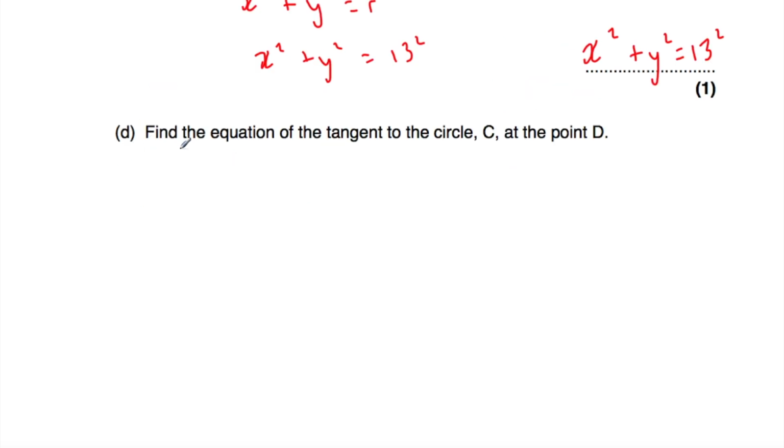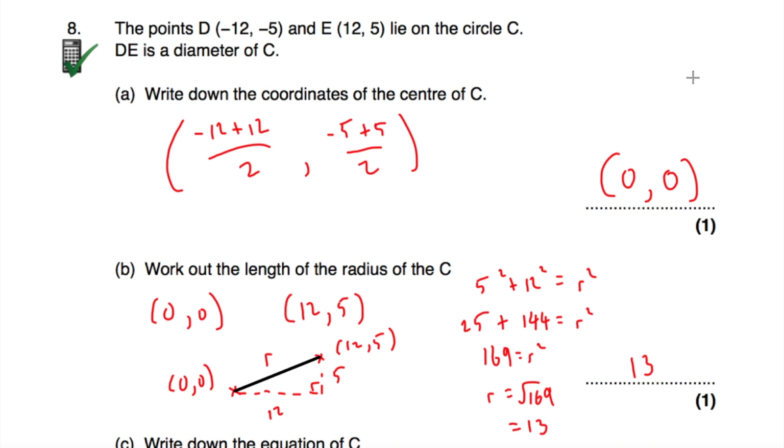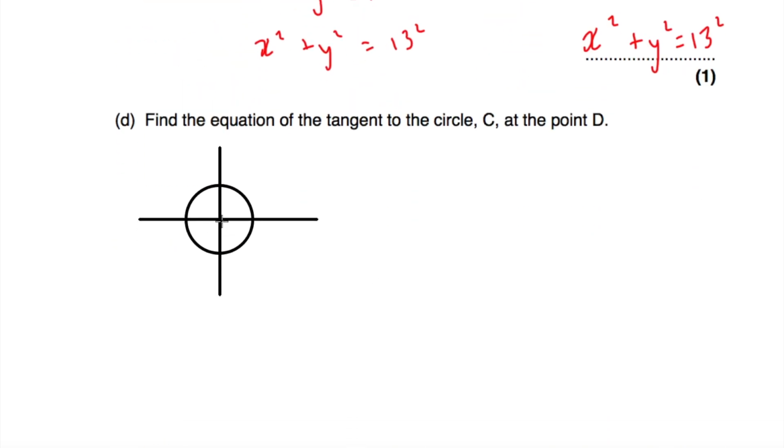Okay, and then part D. Part D says find the equation of the tangent of the circle C at the point D. So I'm just going to do a little sketch here. I've done a little sketch of a circle and the point D, and D is the point with coordinates -12, -5. So if we go down, -12, -5 will be there somewhere. Let's draw a tangent that touches there and carries on. We've got the point D here, that's the point -12, -5, and the centre of the circle, which is O, the origin, the point 0, 0. We want to find the equation of that tangent.